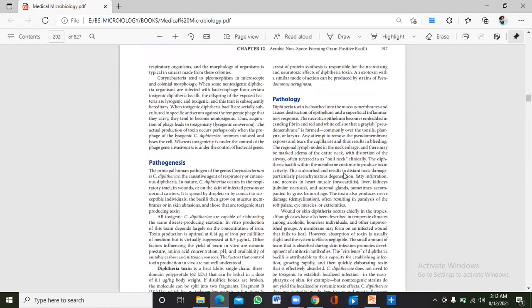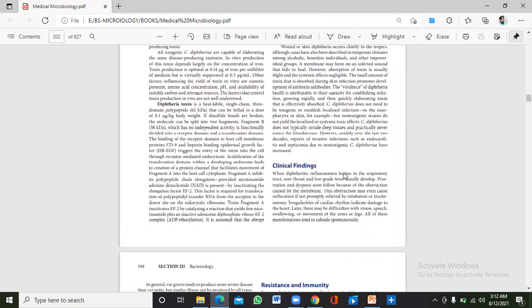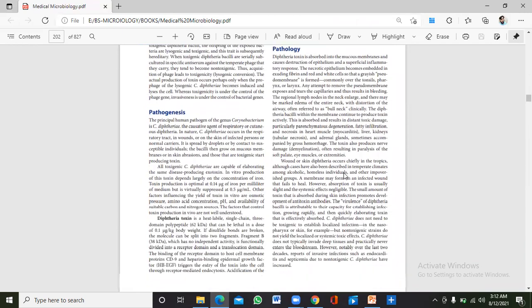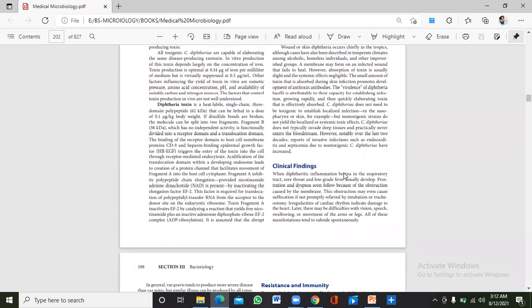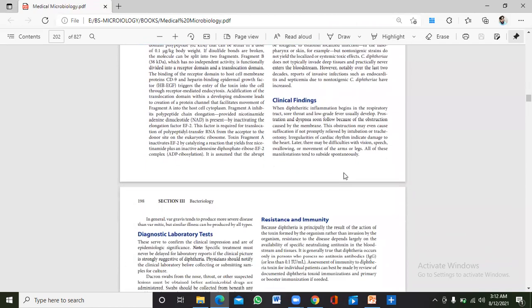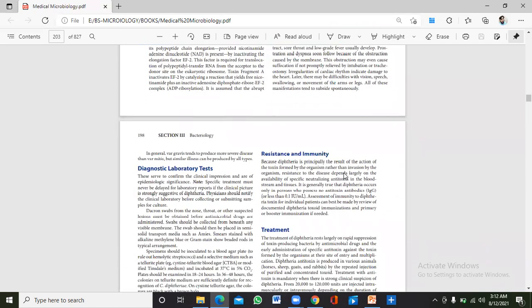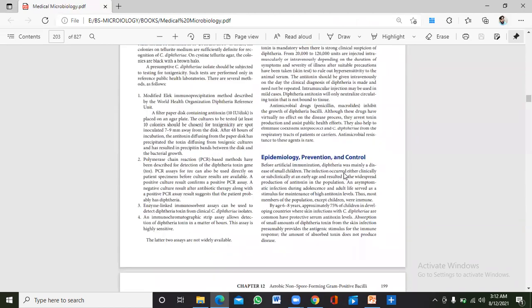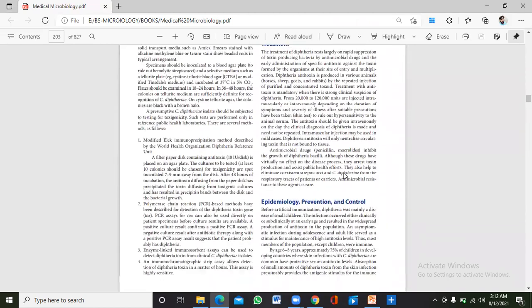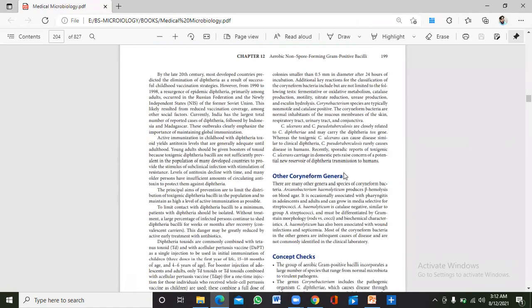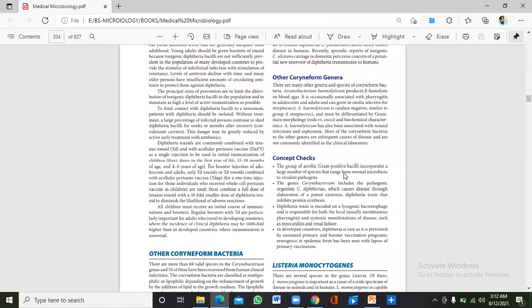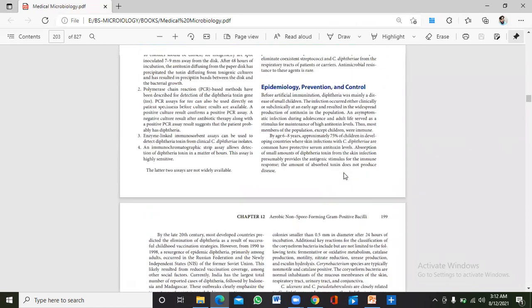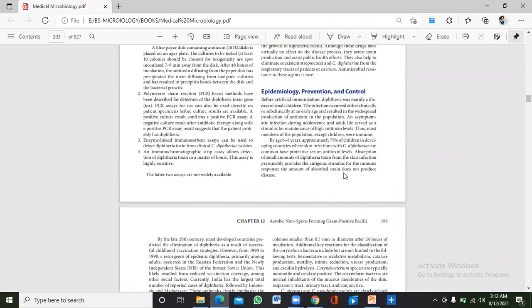After that, the pathogenesis of it is included, and after that, the pathology, the clinical findings, how you will find this bacteria, what the laboratory tests are, okay. And after that, the resistance and the immunity, and the treatment and the epidemiology. And after that, this is all about the Corynebacterium diphtheriae.